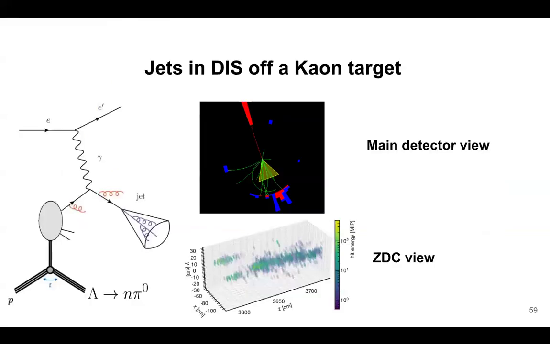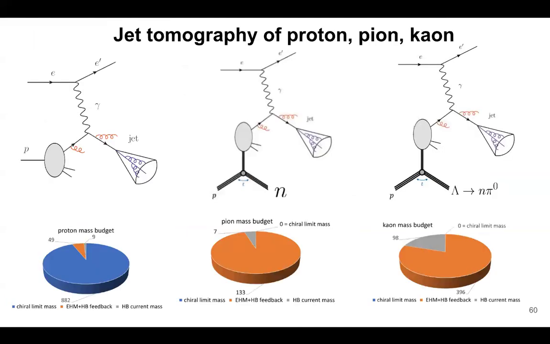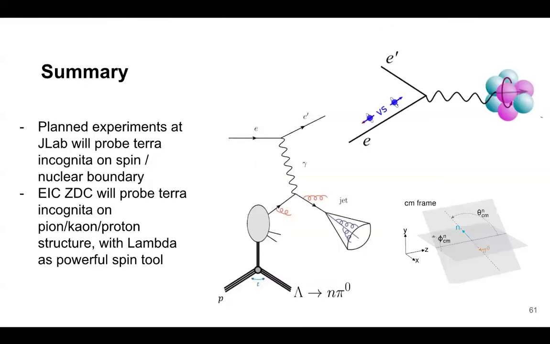And moreover, we're going to be able to do these kaon target measurements, where you have an electron jet in the final state of the main detector and a lambda in the forward direction. So I think that's pretty exciting, because we are going to do DIS of a kaon target. And of course, we have the entire trifecta, where we are going to do jet tomography of the proton, jet tomography of the pion, and jet tomography of the lambda. And we are going to learn about their structures and infer mechanisms by which they get their mass.